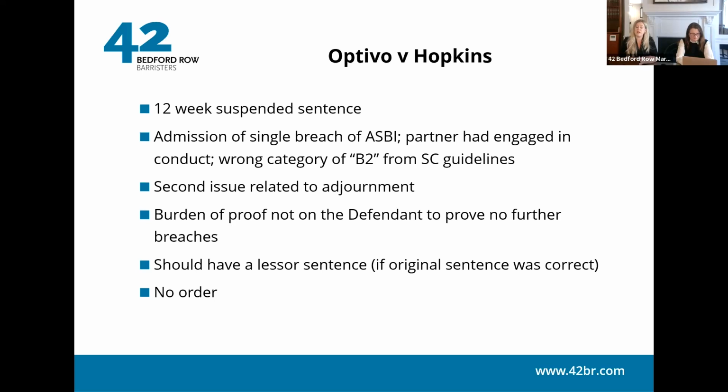But what happened at the adjourned hearing was, unfortunately, it was 9 months rather than 6 months later. It's unclear from the judgment whether that was any fault of the County Court or not, but it's certainly lamented because it did cause further issues. In essence, the judge considered the fact that the defendant wasn't able to prove that there hadn't been any further breaches and that she had complied. The Court of Appeal considered that the burden of proof was not on the defendant, but on the claimant or the applicant to prove that there'd been non-compliance. And so there should have been a lesser sentence given than the original sentence that she was warned of. The appeal was upheld, and Ms Hopkins was given no order.